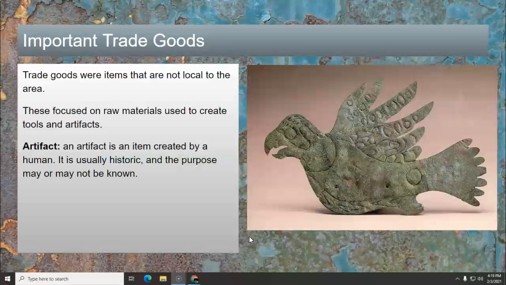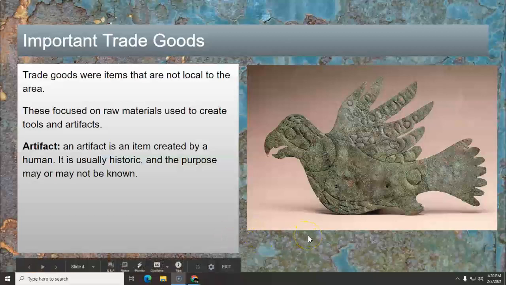Artifacts themselves are items that are created by humans. They're usually historic, and their purpose may or may not be known. For several of the Hopewell artifacts, we're not quite sure what the function was, but we know it's important because it was created and saved and preserved.